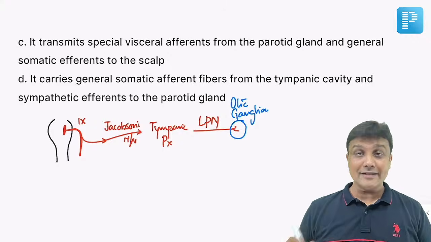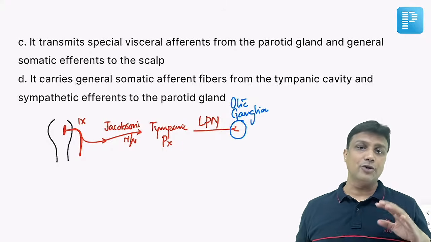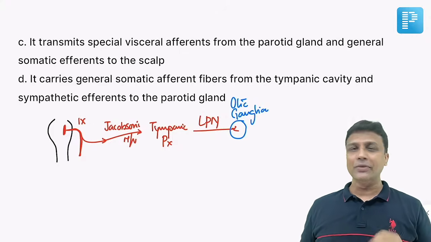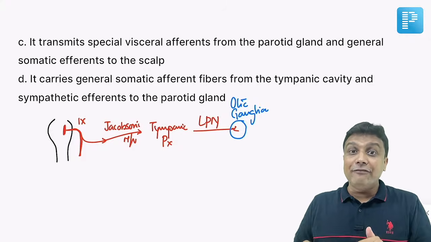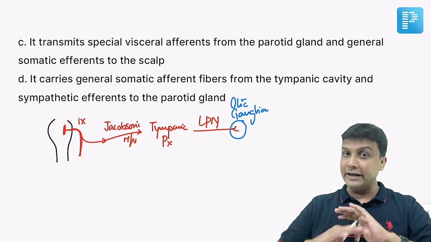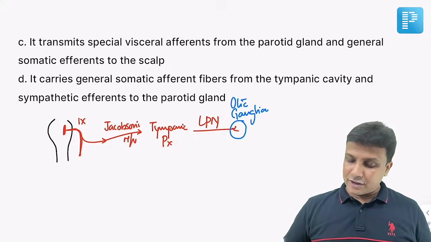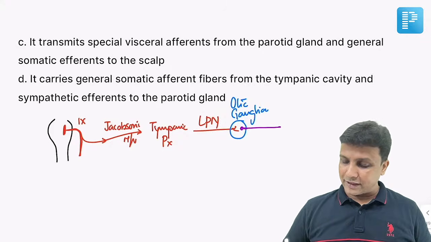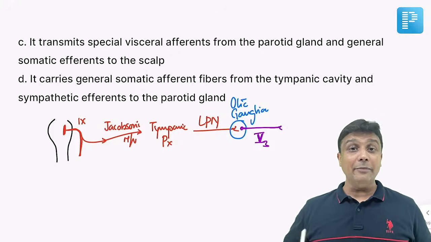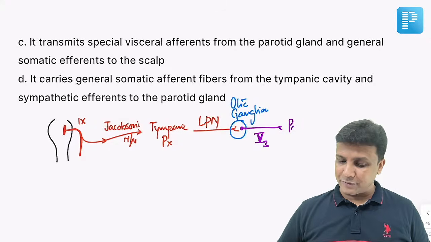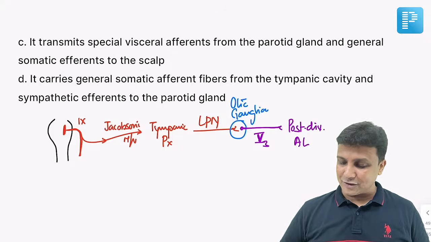Now, when I tell you it is going and ending in the otic ganglion, I hope you have watched all my videos regarding the cranial nerves. I told you very clearly, if any nerve is ending in a ganglion, that is a functional nerve, and it ends there. From here, another nerve carries the information. Which nerve carries the information from the otic ganglion? Of course, V3, the mandibular nerve. Which division? The posterior division of the mandibular nerve. And the very famous mnemonic: the posterior division will give rise to ALI branches, ALI.